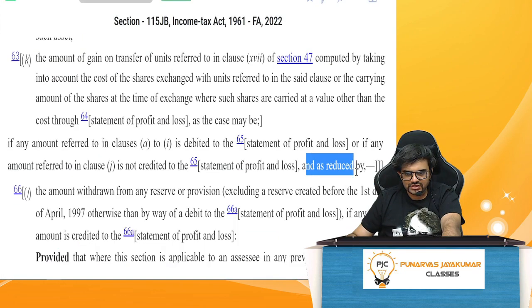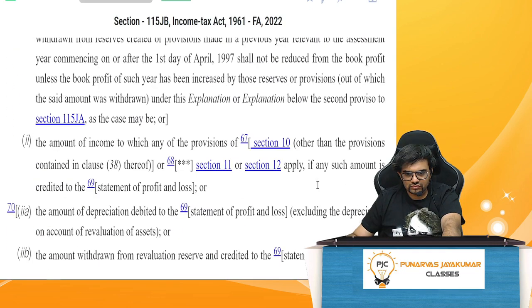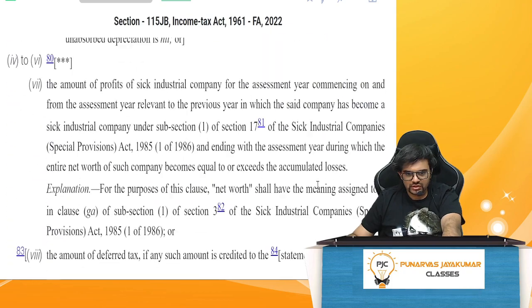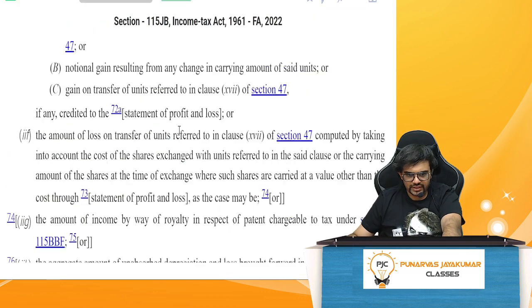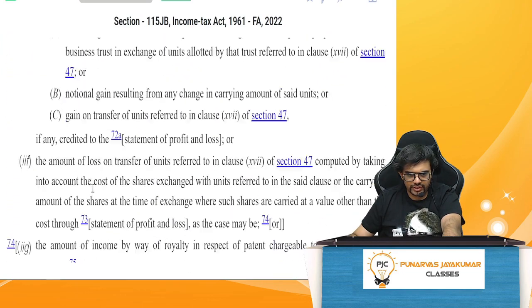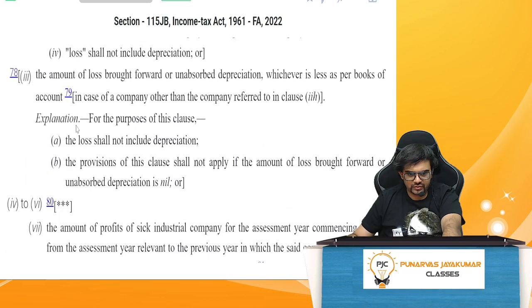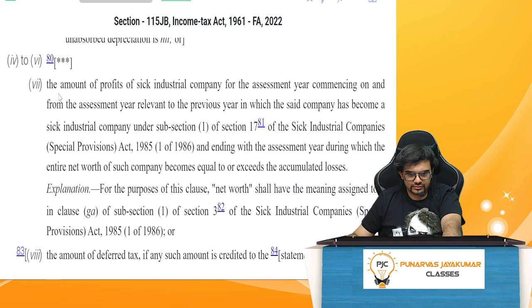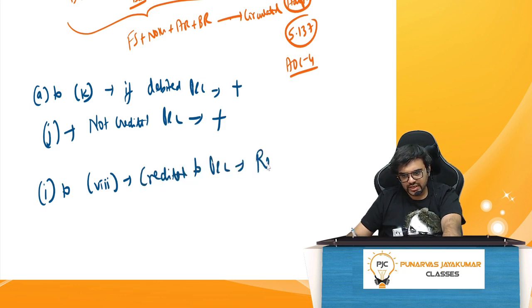And any item which is credited to P&L account should be reduced. These are all items credited to P&L account. This is from item number 1, 2, 2A, 2B, 2C, like that it will go, 4 to 5, like that till 7. 1 to 7, 1 to 8. Then items 1 to 8, they are already credited to P&L account. That has to be reduced.